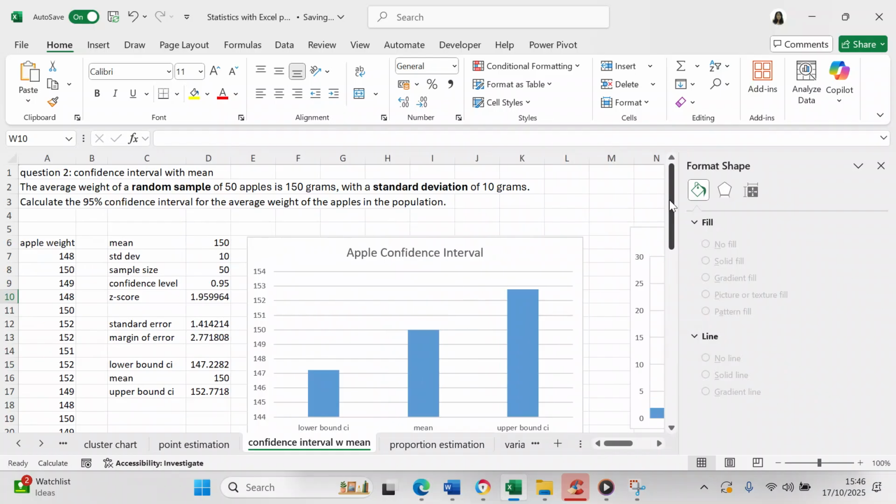So this concludes our sample question on the confidence interval with mean.